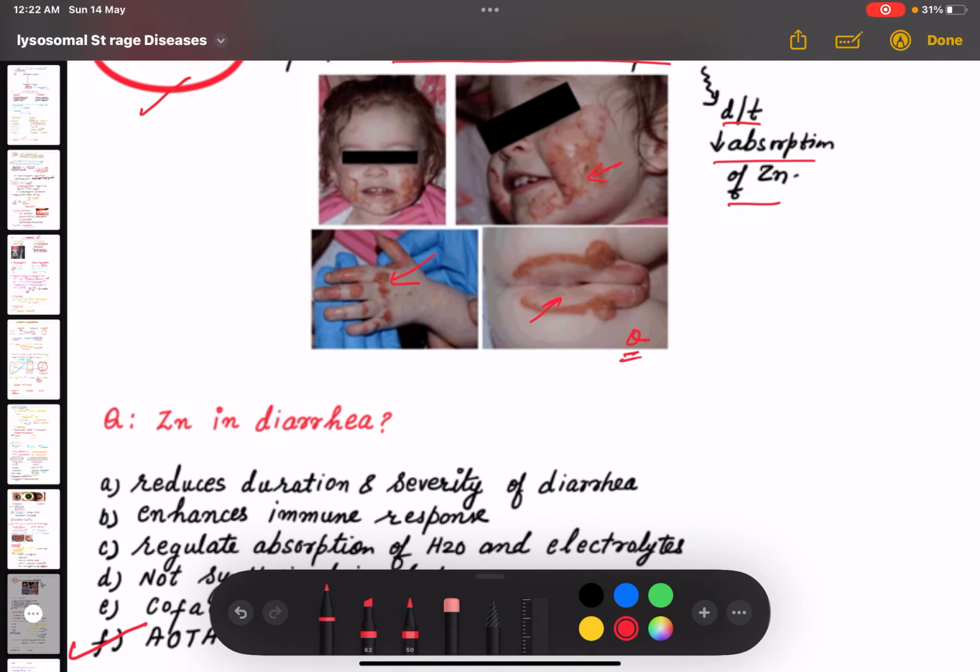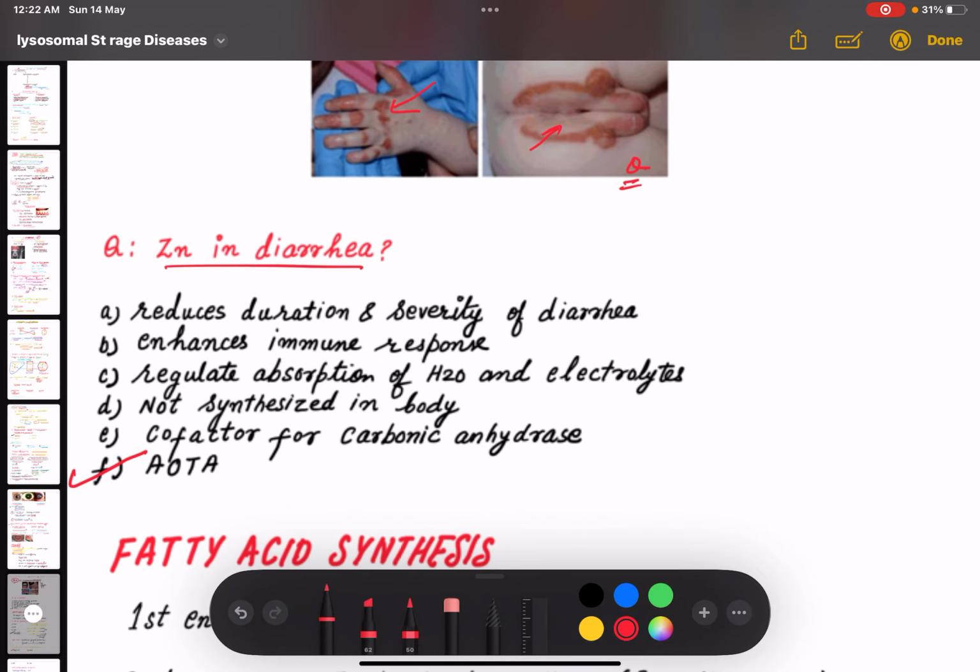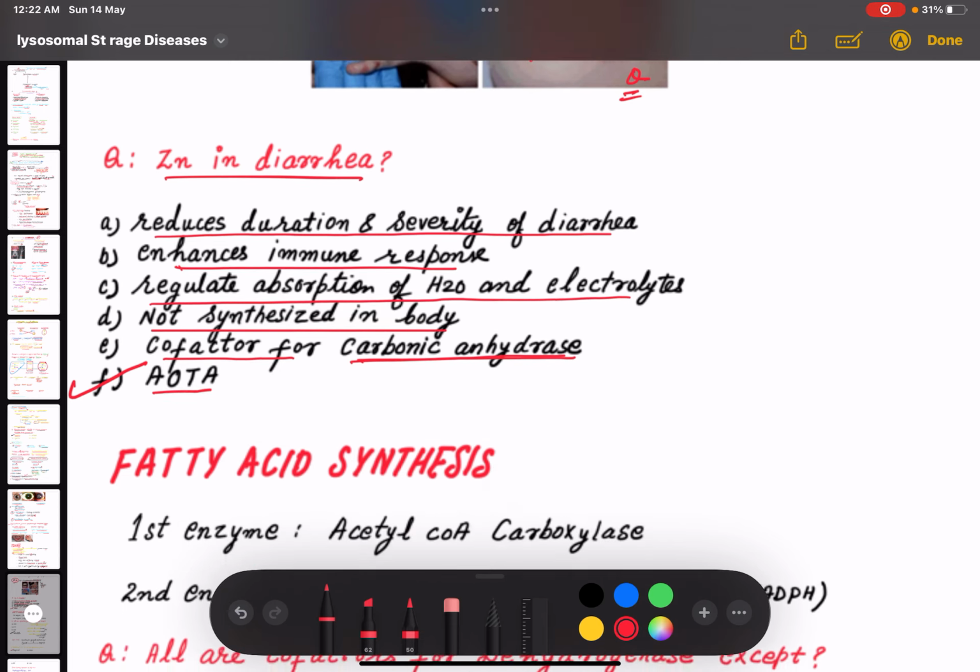Okay, let's see another point, that is zinc in diarrhea. What is the importance of zinc in diarrhea? Why do we give zinc in diarrhea? It reduces duration and severity of diarrhea. Yes, it is correct. Enhances immune response. Yes. Regulates absorption of water and electrolytes is also correct. Not synthesized in the body. Yes, we have to supplement it. And cofactor for carbonic anhydrase enzyme. It means all of the following are correct.